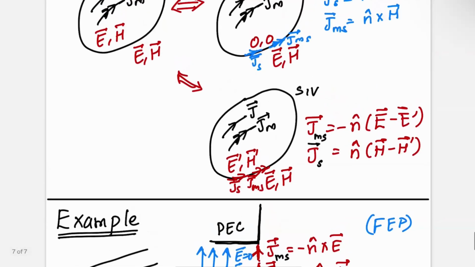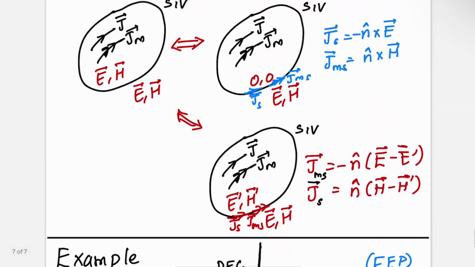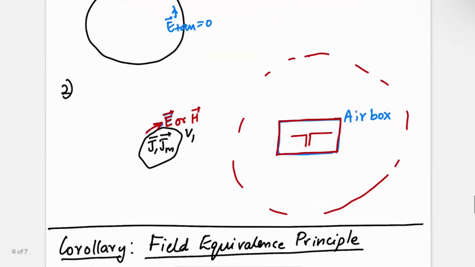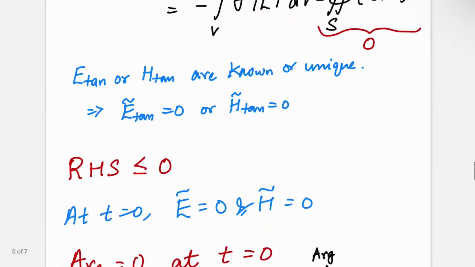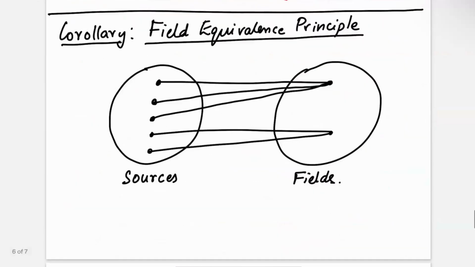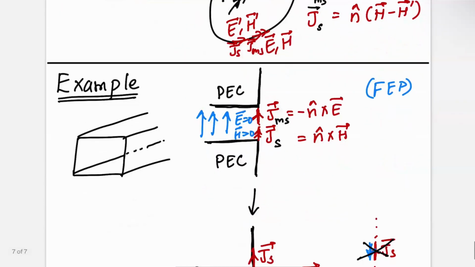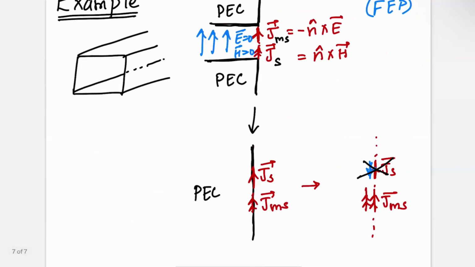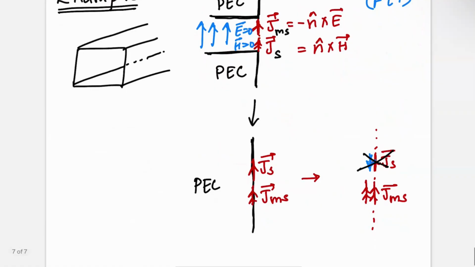So electric current is JS, right? This is also a mistake. Yeah, sorry about that. Where else did I make that mistake? Probably not. Okay, so JS is n hat cross H and JMS is minus n hat cross E. Right? Okay, so the image theory is still correct though. Electric field gets cancelled out, electric current gets cancelled out, and magnetic current gets doubled.